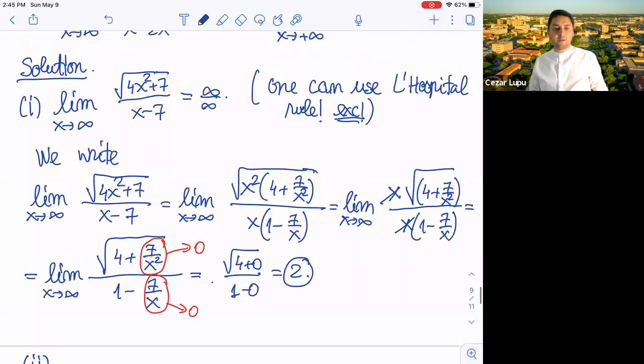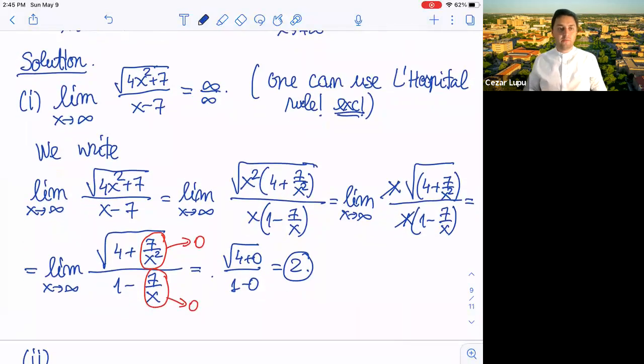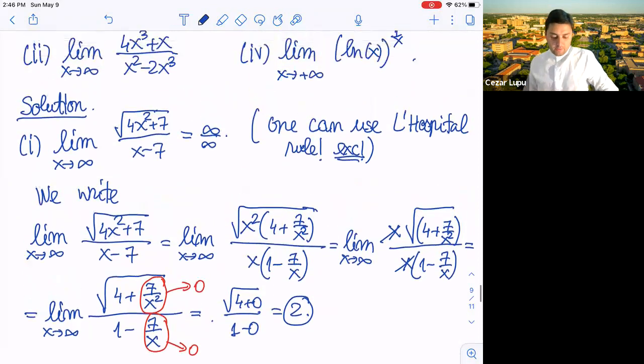Let's see, are there any questions regarding this one, the first one? Any questions? All right, does everything make sense? All right, now let's see the second one.